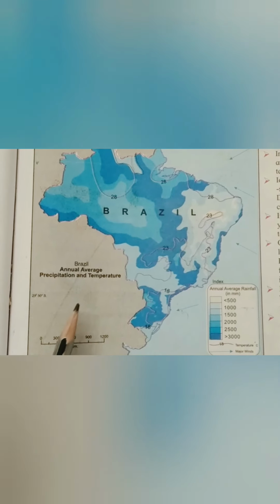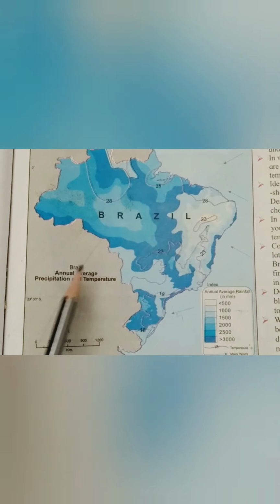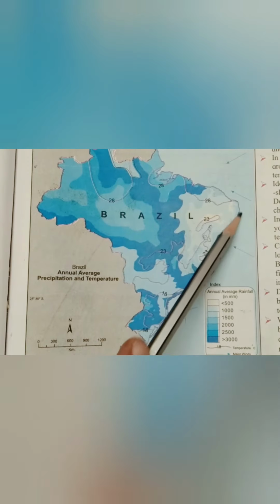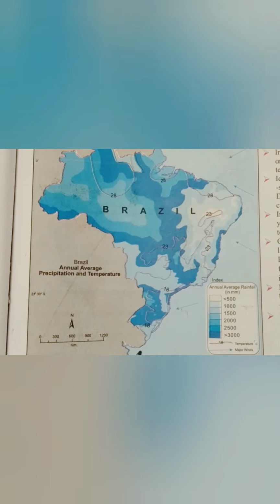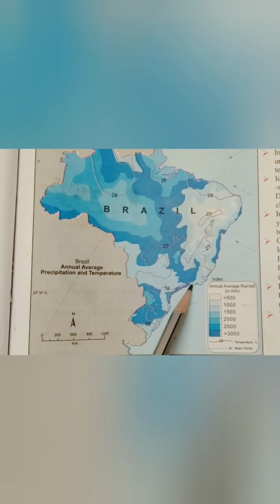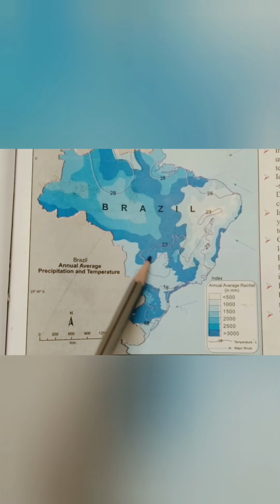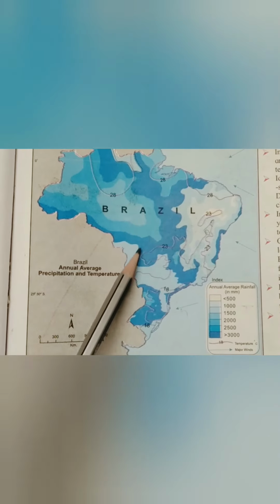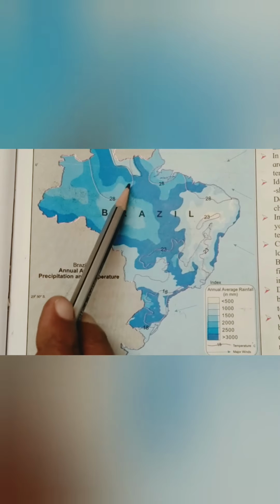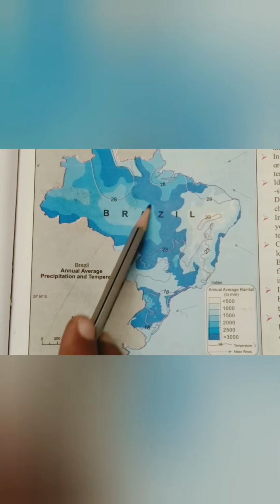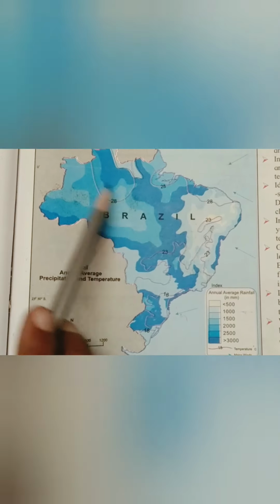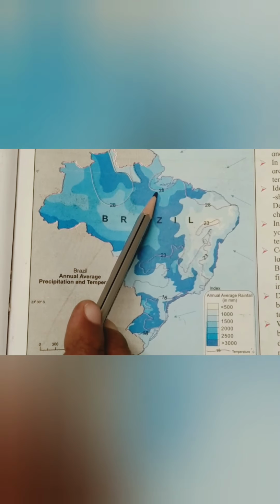My dear students, from this map, let me tell you first of all, this is the coastal region of Brazil. Then the great escarpment over here. This region is considered as the Brazilian Highland. Over here, we have the Amazon River Valley, all this.